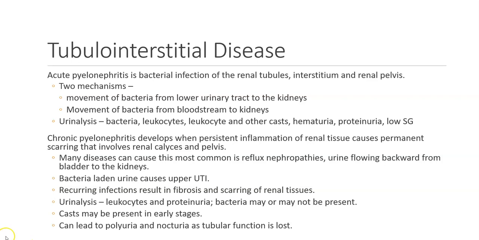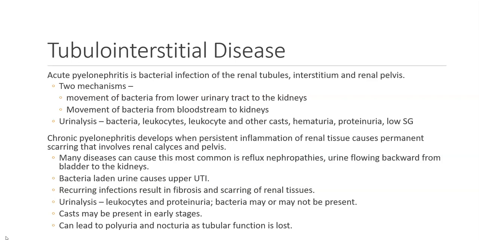Chronic pyelonephritis develops when persistent inflammation of renal tissue causes permanent scarring that involves the renal calyces and the pelvis. Many diseases can cause this, but the most common is reflux nephropathy, and this is urine flowing backward from the bladder to the kidneys. And if there is a UTI going on, bacteria-laden urine can then cause upper urinary tract infections. If you have recurring, repeated infections, this can result in fibrosis and scarring of renal tissues. And when you have fibrosis and scarring, those tissues are unable to perform their duties as assigned.